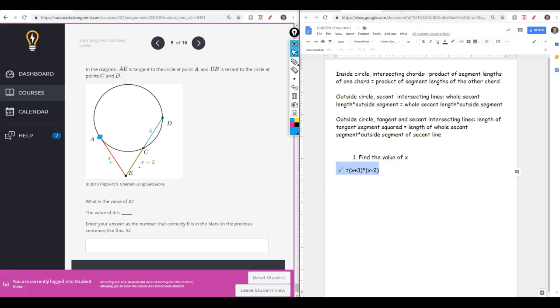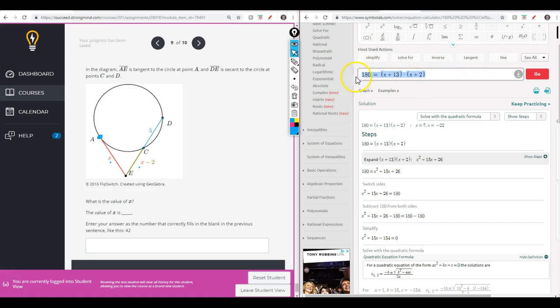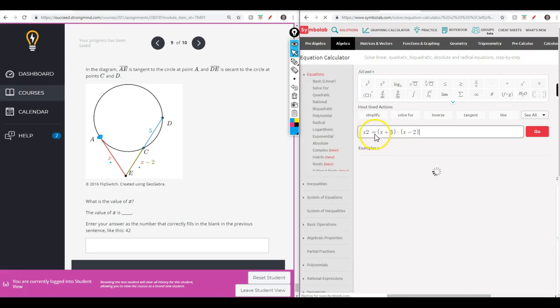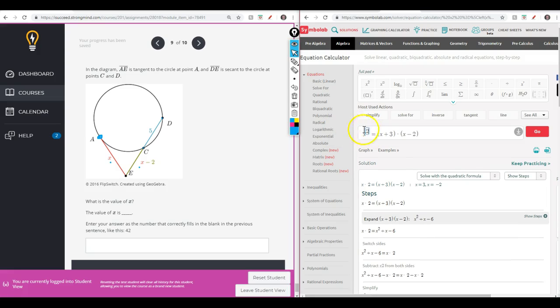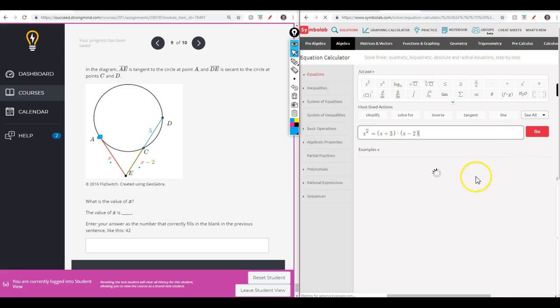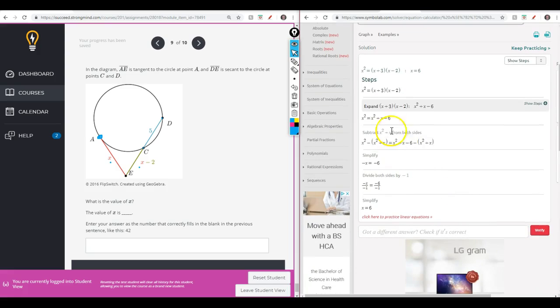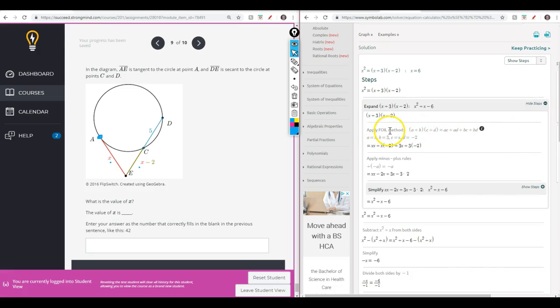I'm going to jump over to my calculator. Whoops, that's not going to do it right. Make sure that your squared stays as a squared, because mine changed to a multiplied by 2, and that's going to change things. Then they say to expand x plus 3 times x minus 2. We can click here to show our steps. FOIL is just an acronym for remembering how to distribute when you're multiplying parentheses that have two terms in them.